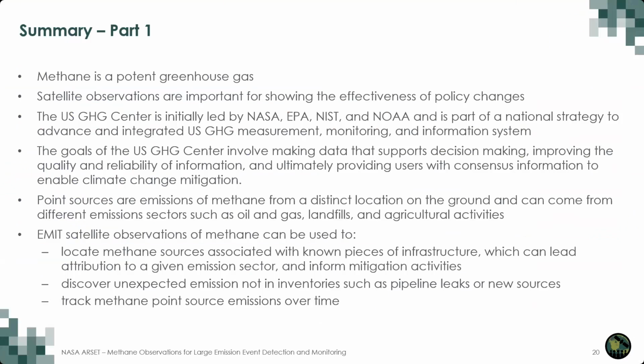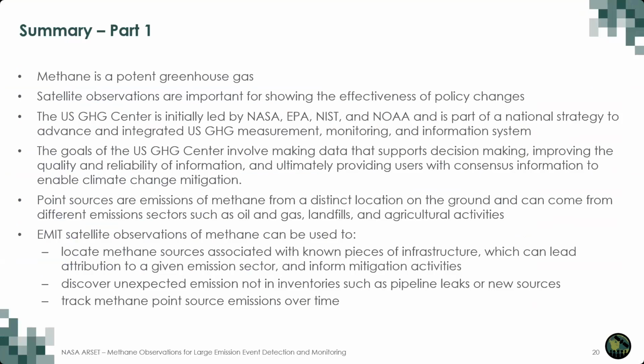In part 1, we learned how methane is a potent greenhouse gas that has shown large increases in recent years. It is an attractive target for mitigation activities because of its short lifetime and its responsiveness to emission reductions. Satellite observations are a key part of showing the effectiveness of policy changes for methane emissions. We learned that the goals of the U.S. Greenhouse Gas Center, led by NASA, EPA, NIST, and NOAA, involve making data that supports decision-making, improving the quality and reliability of information, and providing users with consensus information to enable climate change mitigation.